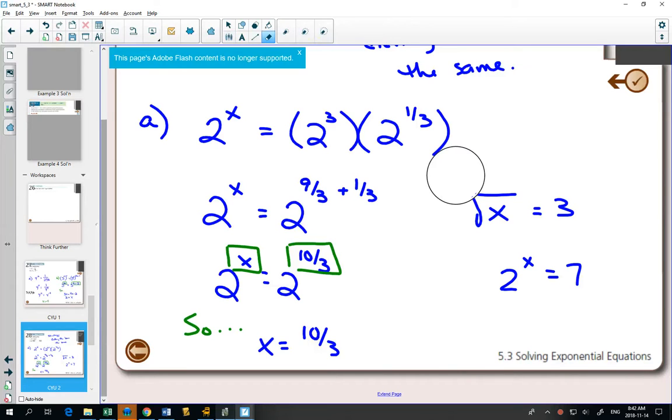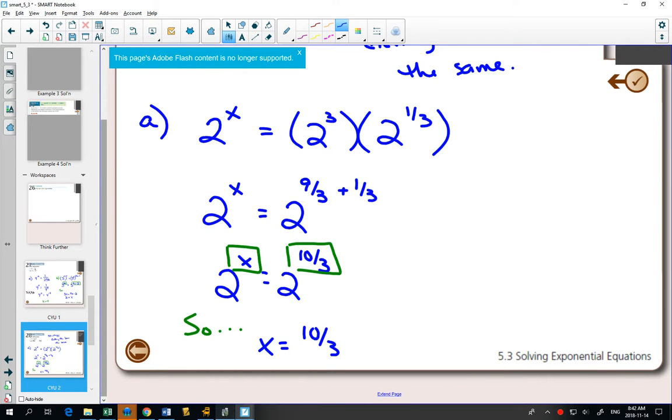We're going to find out later that we get to use something to get rid of bases. Any guesses what that might be? What's this unit called? Logarithms. Technically, you could take the log base 2 of both sides there to get rid of the 2's. But we don't know how to do that yet. So for now, we're just getting the bases the same.